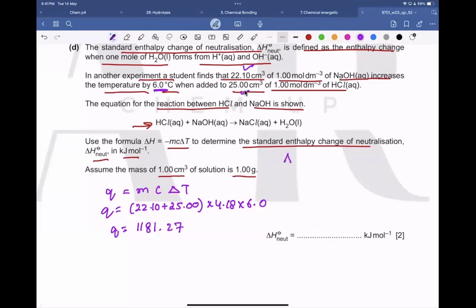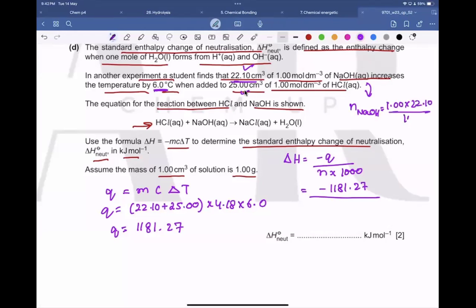Now, for enthalpy change, the expression is minus Q over n, times 1000. n is the number of moles. If you see, there are fewer moles of NaOH, so we are going to take the moles of NaOH. So it is going to be minus 1181.27 over moles of NaOH. How will you calculate the moles of sodium hydroxide? 1.00 times 22.10 divided by 1000. Can anyone tell me the moles of NaOH?